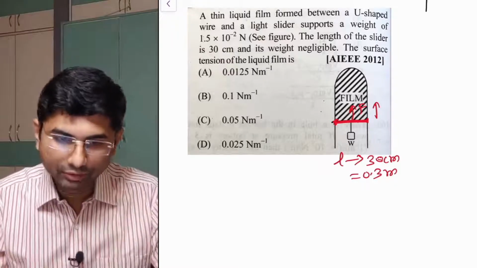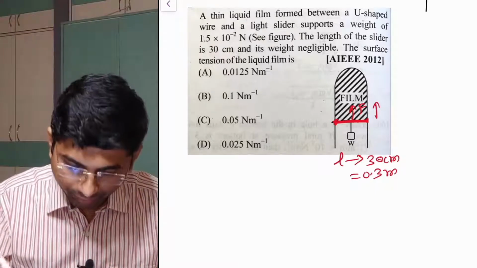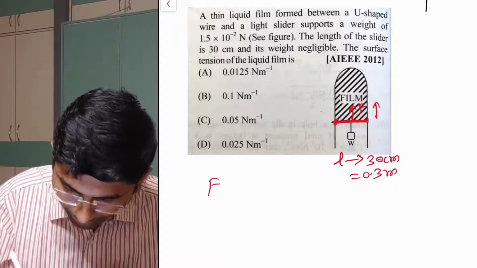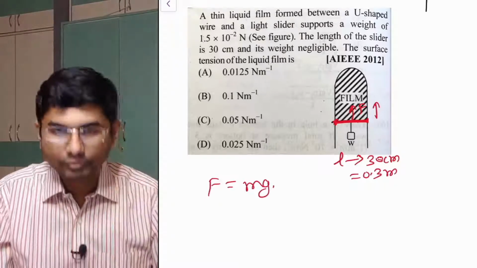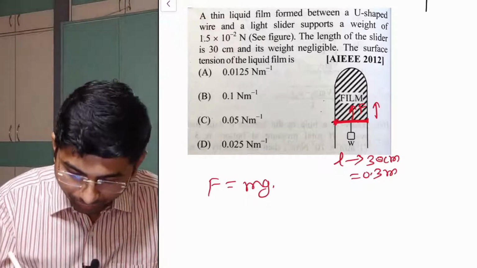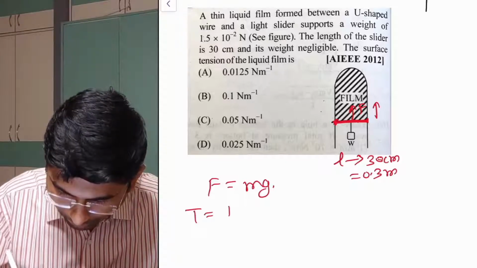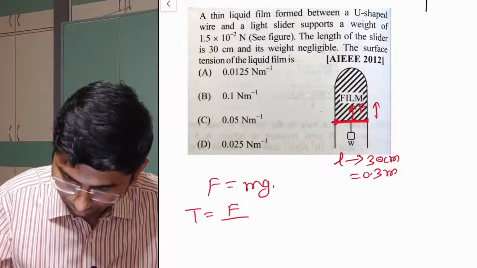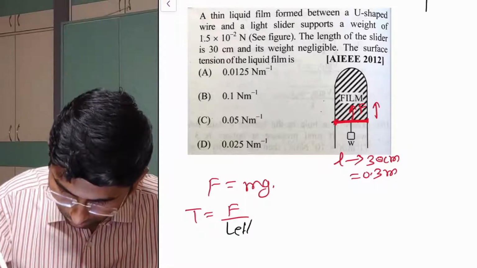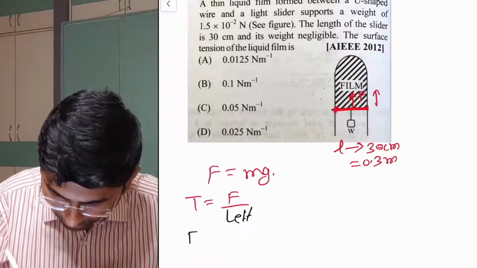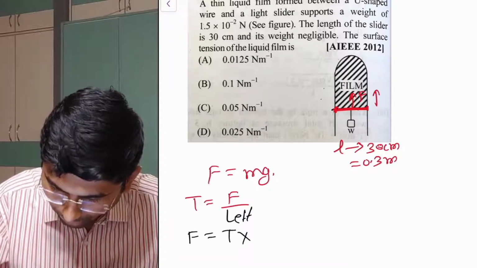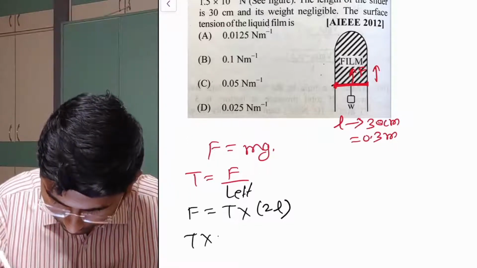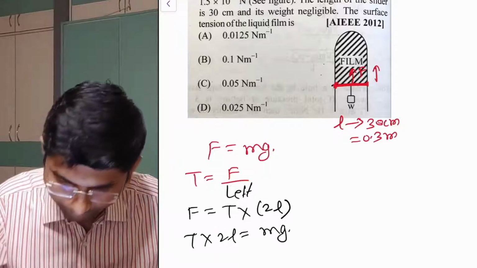Now here the consideration will be the same. I have to equate them. Initially I'll just find out F is equal to M into G. W is M into G. Now what is that F? We know the formula: tension is equal to force upon effective length. Therefore force is equal to T into effective length, here twice L, and I need to equate it here. Therefore T into twice L is equal to M into G.